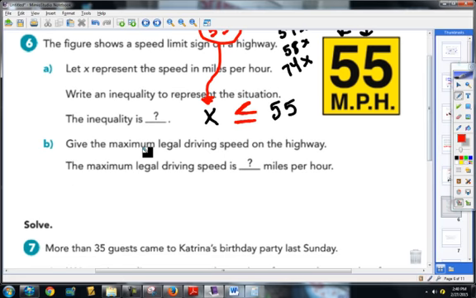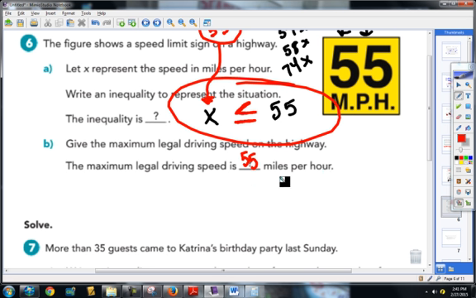Given the maximum legal driving speed on a highway, the maximum legal driving speed is, I guess, 55 miles per hour. I don't really know what we were trying to do there. Regardless, this was the important part, just being able to do it. You don't have to graph it or anything. If we graphed it, it would be a closed dot on 55 with the shading going to the left of 55.